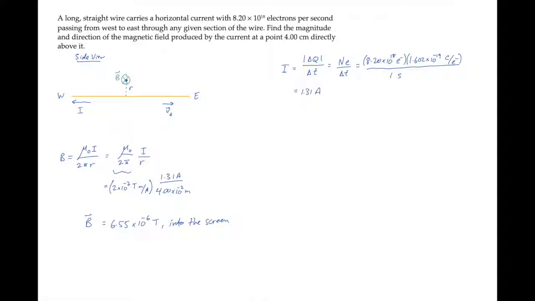To relate that direction to a compass direction, let's draw a top view of the setup, which over here we can represent as looking down on this side view from above. And now in the top view, we can see that the magnetic field is directed up the screen, which is in the north compass direction. So the magnetic field has the magnitude we found, and it is directed to the north.